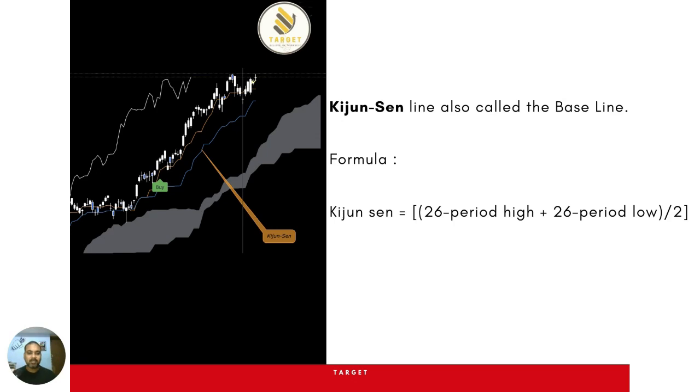The second component is the Kijun-sen line. Kijun-sen is called the baseline. If you take a look at the formula, it looks similar to the Tenkan-sen, but the period here is 26. If you take a look at the chart, here I mark the Kijun-sen line. The Kijun-sen is similar to the Tenkan-sen, but it takes a longer time frame into consideration, usually 26 periods compared to the Tenkan-sen period of 9.